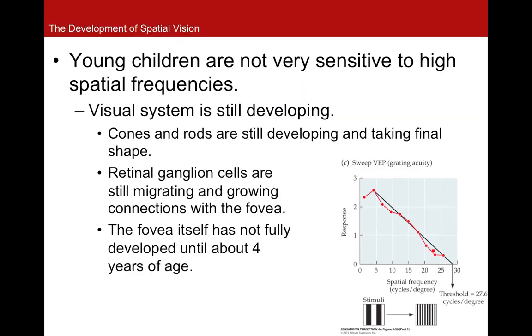Generally, young children are not very sensitive to high spatial frequencies because their visual system is still developing, and the cones and rods are still developing and even taking their final shape. Also, retinal ganglion cells are still migrating. They're still moving to their eventual destinations and making connections with the photoreceptors and bipolar cells in the fovea. The fovea itself isn't fully developed until about 4 years old. So it makes sense that fine details aren't seen very well until 4 years old.